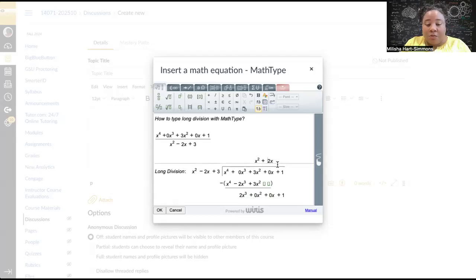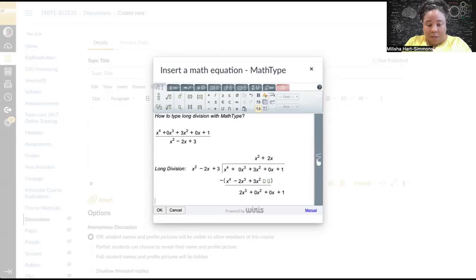And now you're going to take that 2x and multiply it by your divisor. And you're going to still need that same minus sign and the parentheses. I'm just going to put 4 just in case I need the 4.